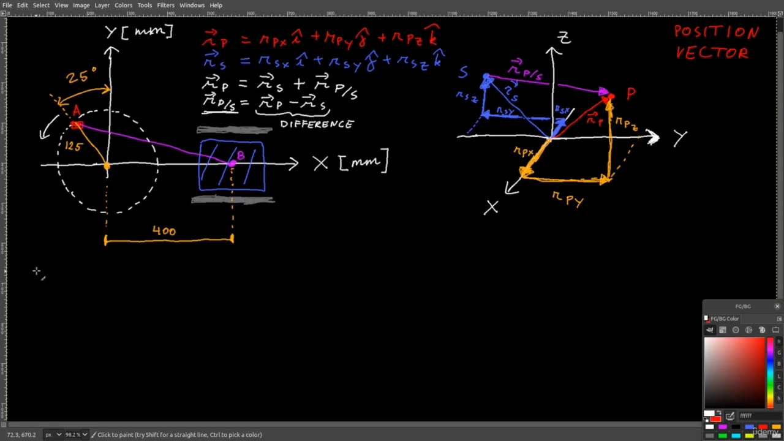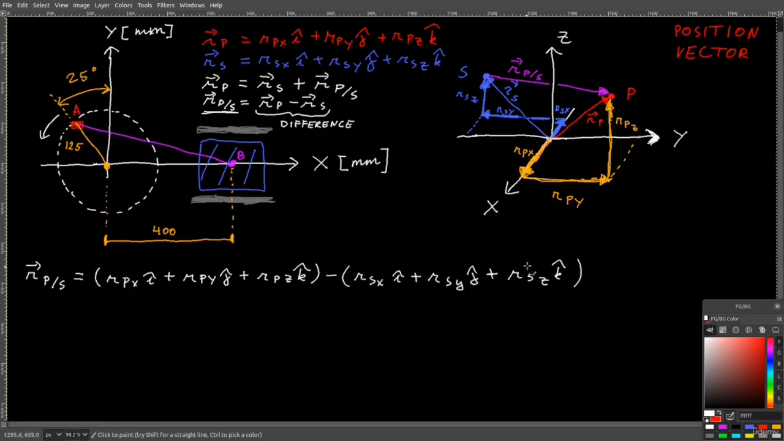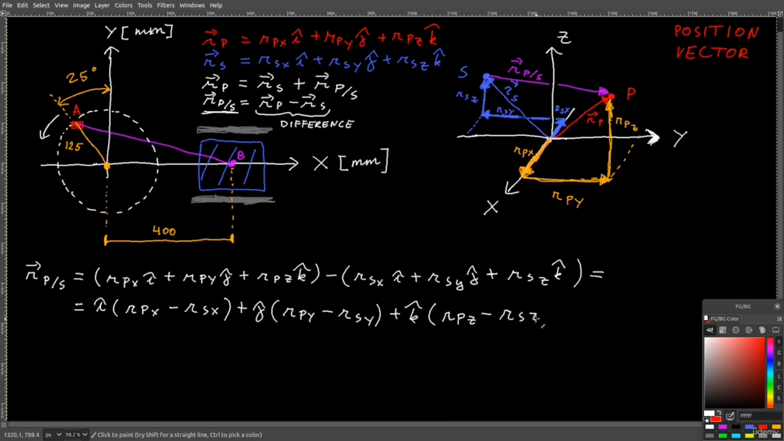And so if we now use the i, j, and k components, then r_p/s equals the r_p vector minus the r_s vector, and so all that equals i times (r_px minus r_sx) plus j times (r_py minus r_sy) plus k times (r_pz minus r_sz). And so this vector here is called a displacement vector. So the difference of two position vectors is a displacement vector.